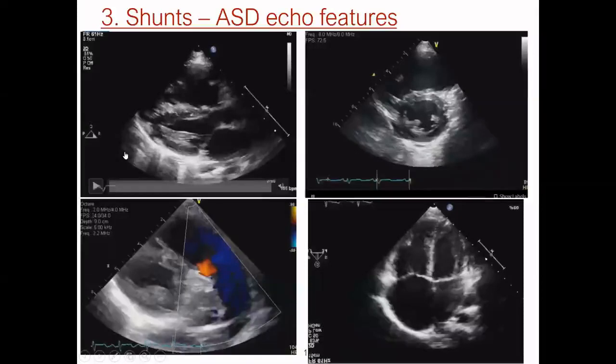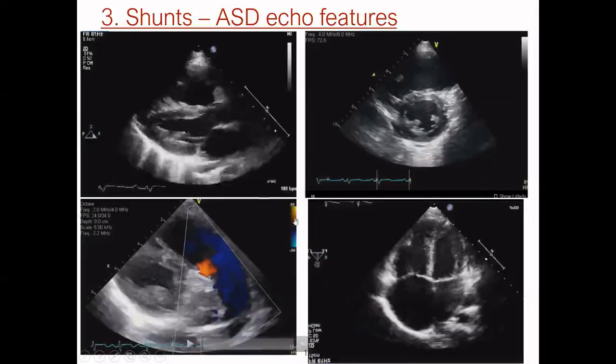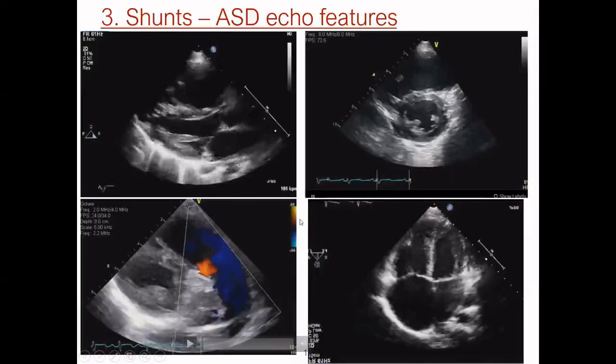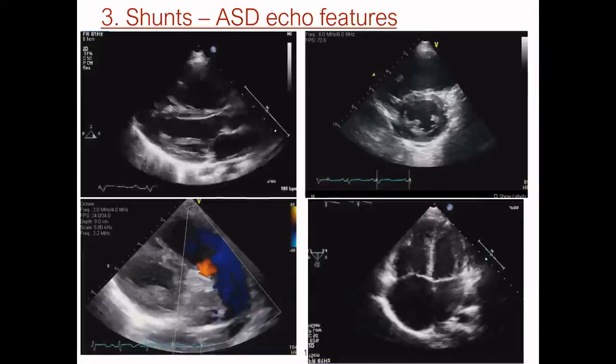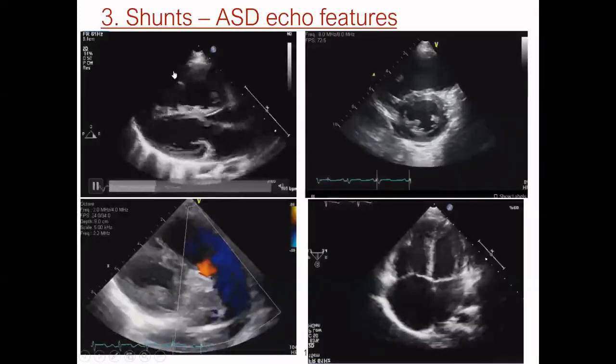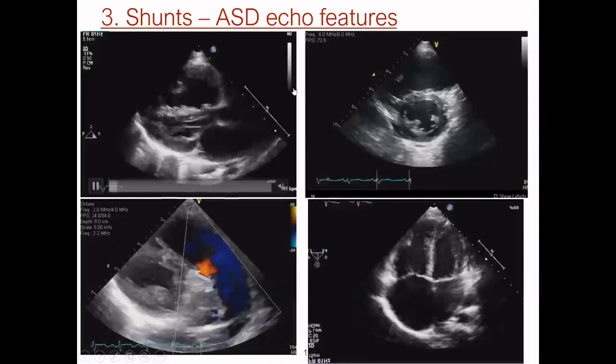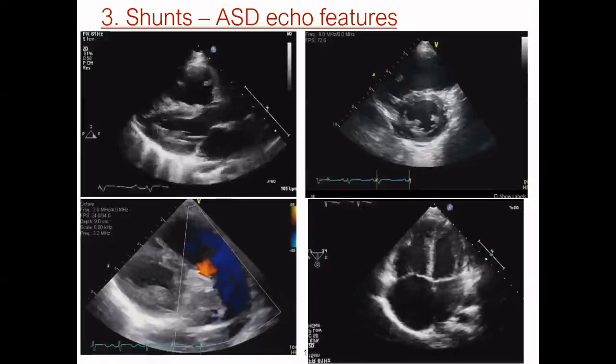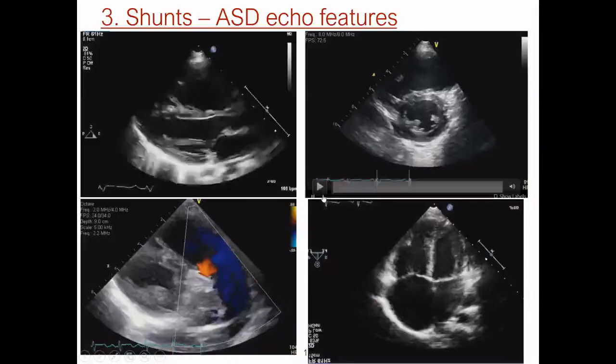So some of the echo features of ASDs. Sometimes you'll have patients come in for a routine echo and they'll have an image similar to this. This is your first image. You can see that clearly there's a dilated right ventricle, and they might not have any typical signs or clinical symptoms of it, but you should always suspect that there's an ASD if you ever see this on the initial picture.